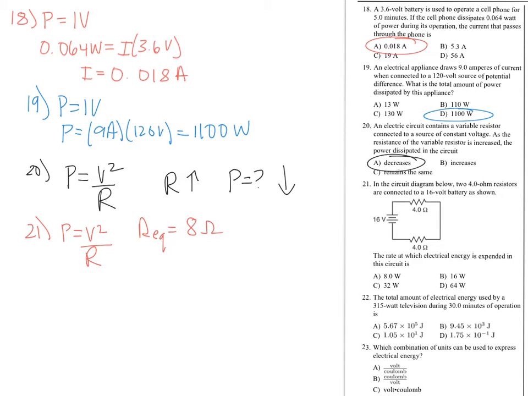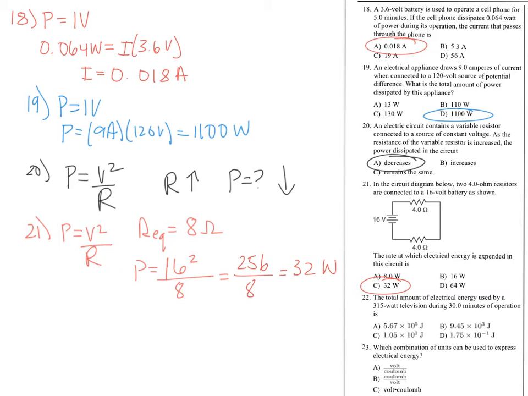Okay? We're looking for P. P is 16, and we square that over 8. 16 squared is approximately, let me get a calculator. Alright, it's equal to 256 divided by 8, that is 32 watts. Choice C. Alright?